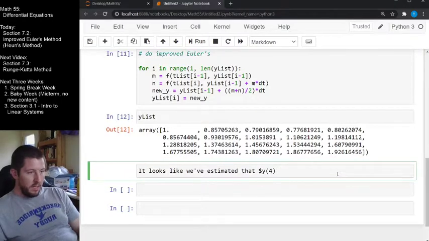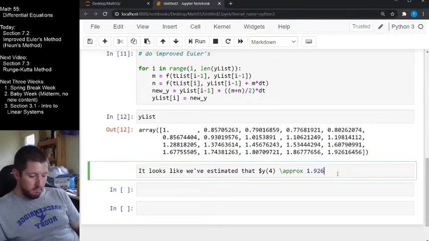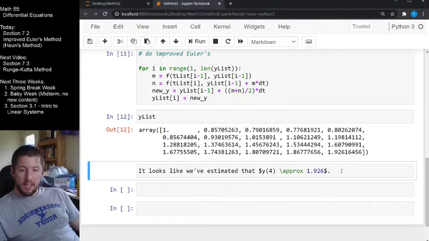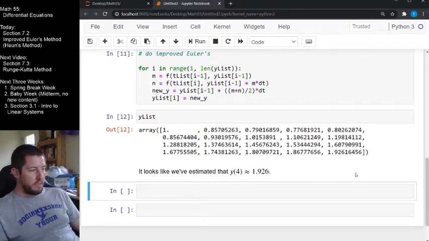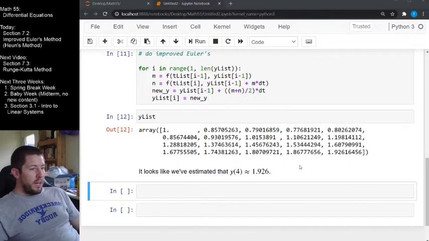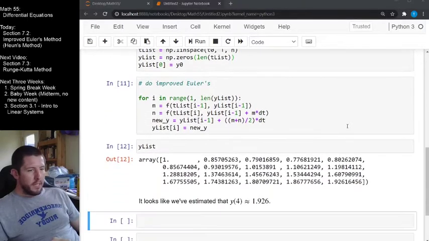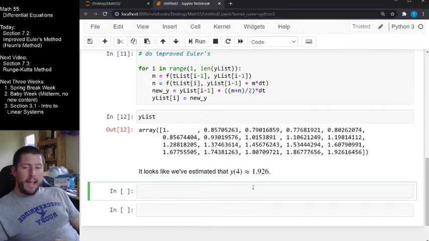y4 is approximately equal to 1.926. Notice that approx with the slash right there is our indicator in LaTeX for that approximation symbol. And what I want to know is, did we do this right? By the way, let me just check something real quick here. Okay, cool.